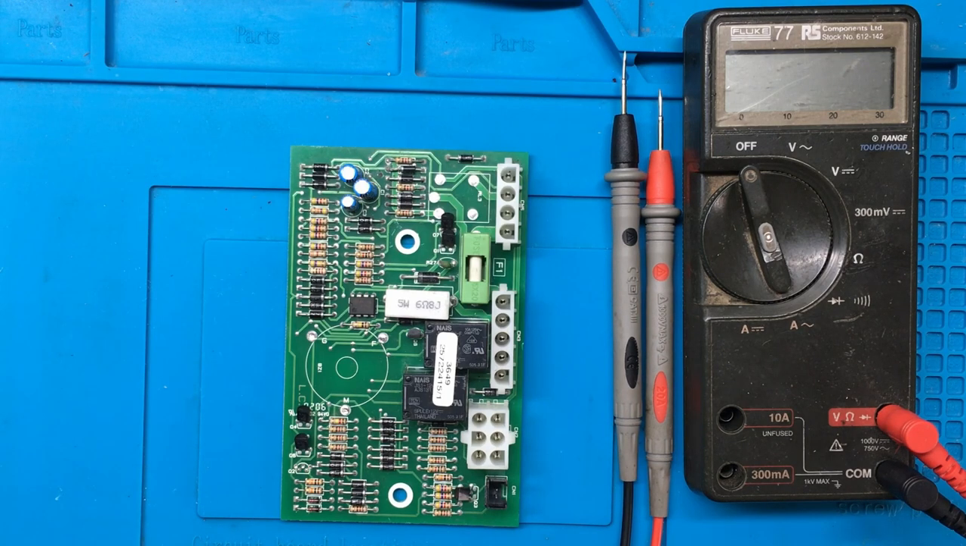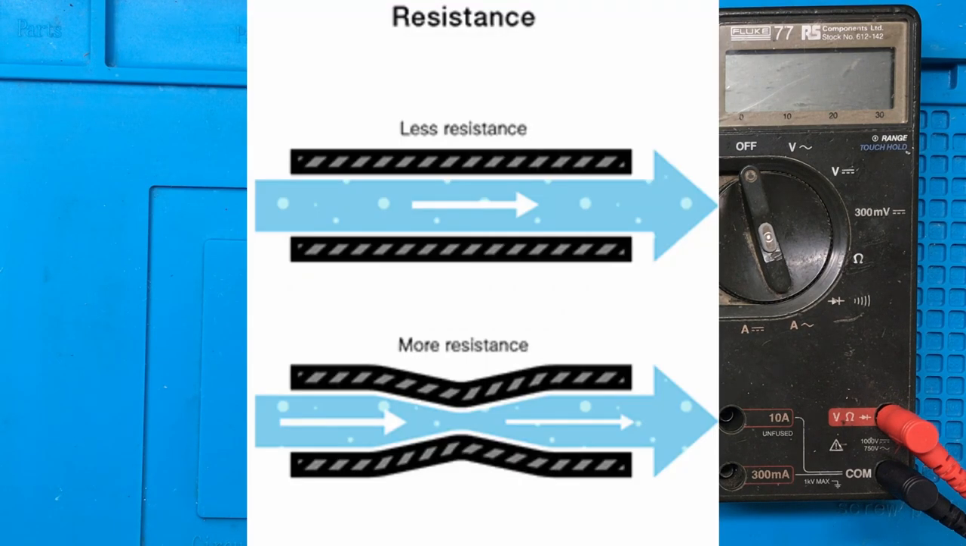Now, what a resistor does, if you think, instead of thinking about it being electricity, if you think of water flowing through a hose pipe, if you squash that hose, the water will flow through slower. Well, that's kind of what a resistor does. It just limits the flow of electricity.